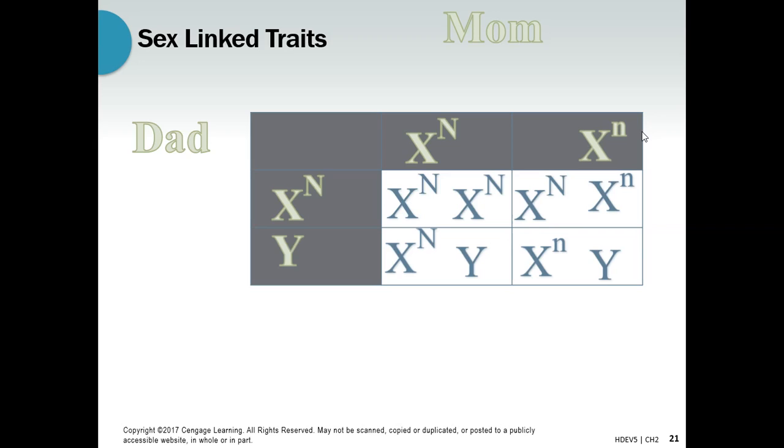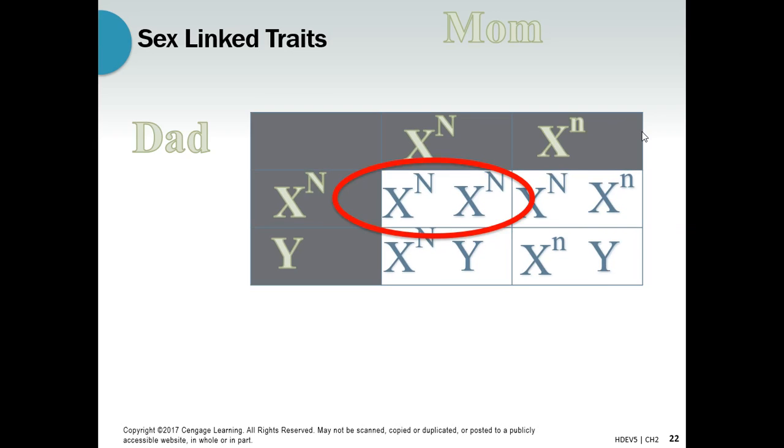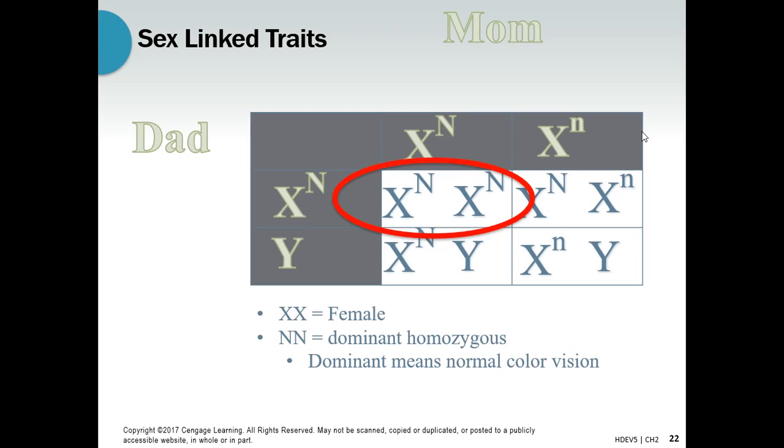This is going to give us a different kind of information about these individuals' children. First of all, it's going to tell us whether they are genetic males or genetic females. The first child at the top is going to be a genetic female because there are two X chromosomes, and this individual is going to be dominant homozygous. Dominant meaning they have normal color vision because they have those capital N's. And they're homozygous because both the allele that this girl got from mom and the allele she got from dad are dominant. So they're both the same.